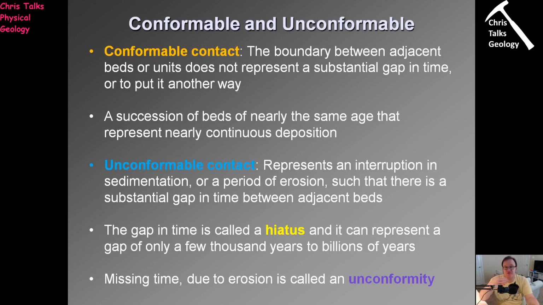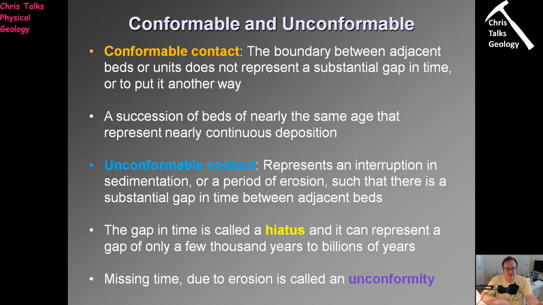In a conformable sequence, I would expect layer A to be deposited, then layer B, then layer C, then layer D, then layer E. So a near continuous sequence, no breaks in between each layer. That's a conformable sequence. I should say the contacts between those layers will also be conformable because there's no loss of time between each layer. So layer A was deposited 10 million years ago, layer B was deposited 9 million years ago, layer C 8 million years, and so on.